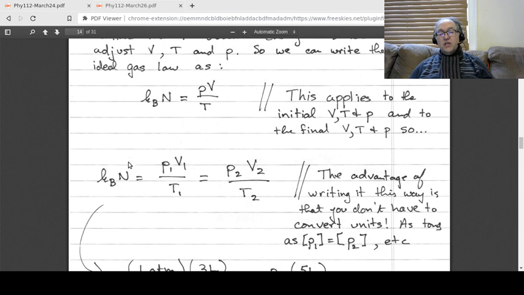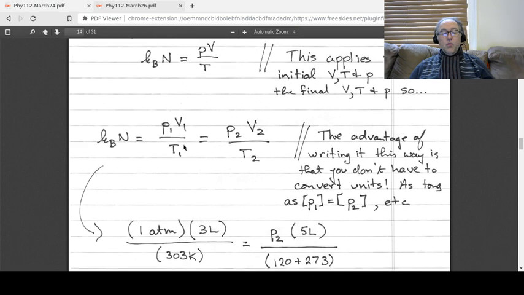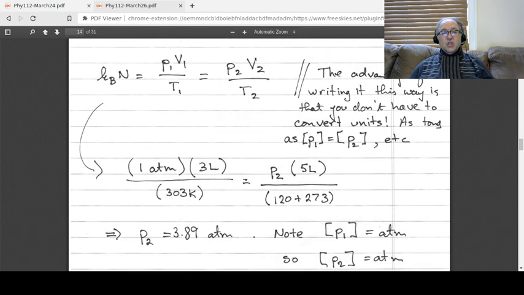And at this point, you can actually forget about the k Boltzmann times N. The whole reason for doing that is to say, well, both of these have to equal that because the number of particles didn't change, and of course, k Boltzmann doesn't change. Okay. So, what was the advantage of doing that? The advantage of writing it this way is that you don't have to worry about converting the units.